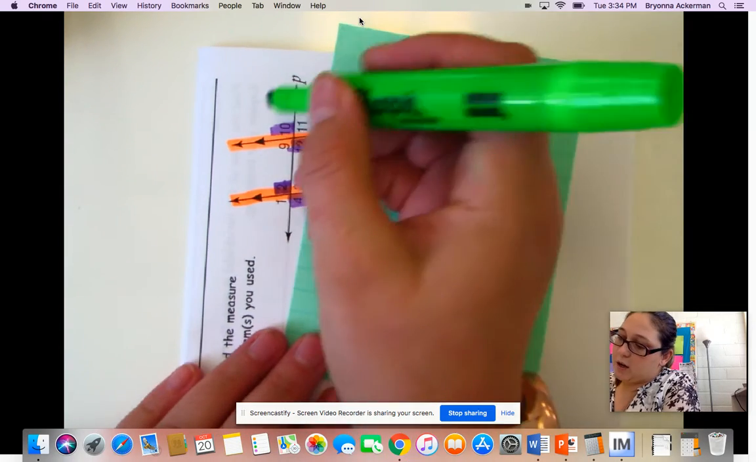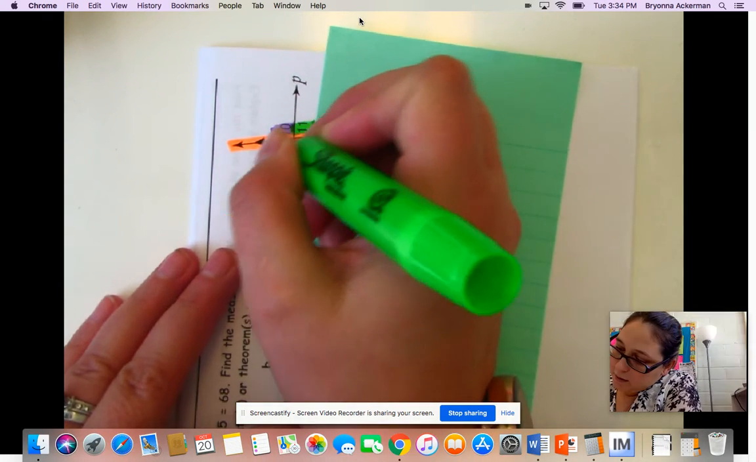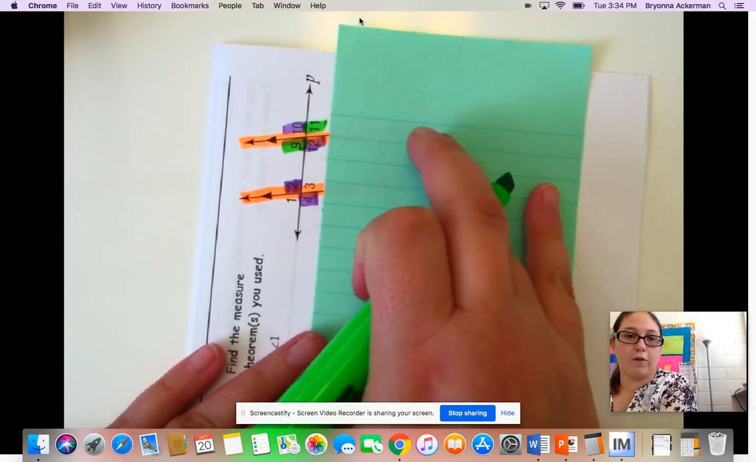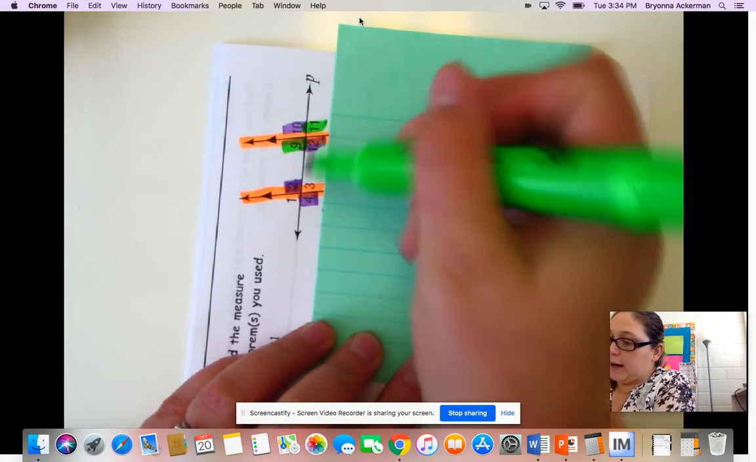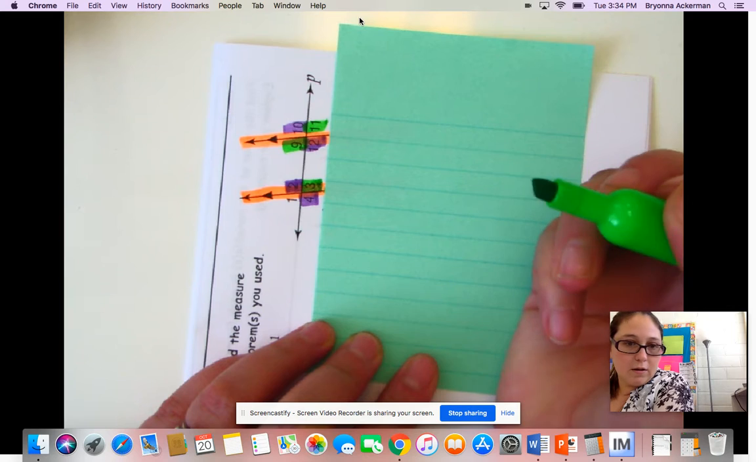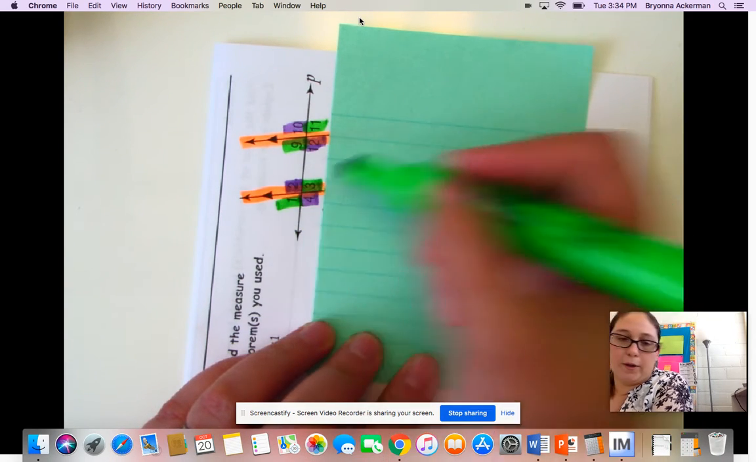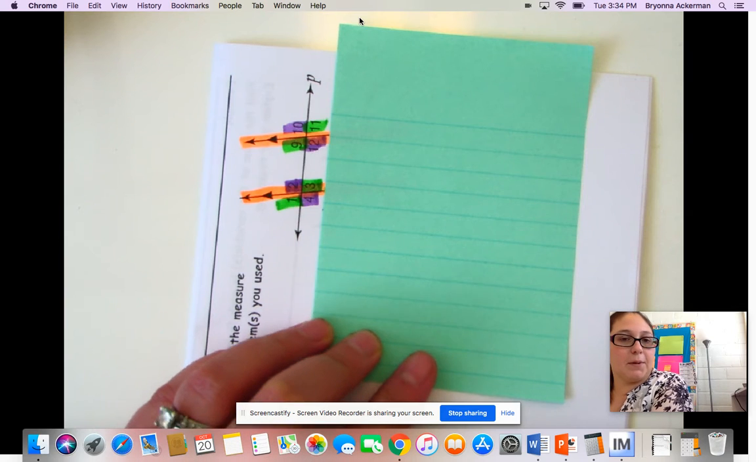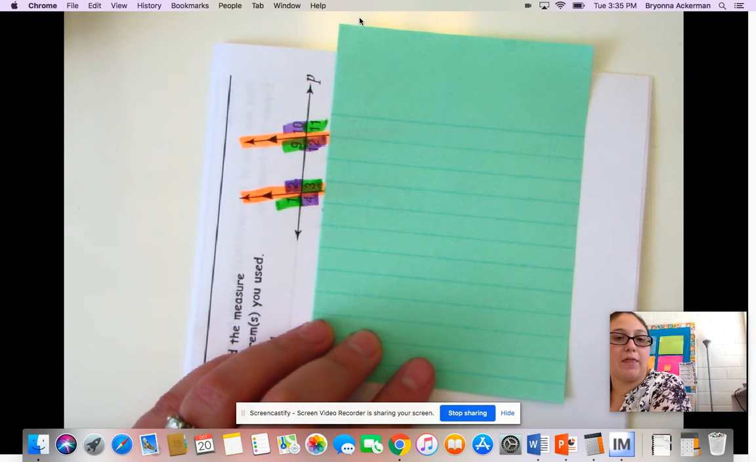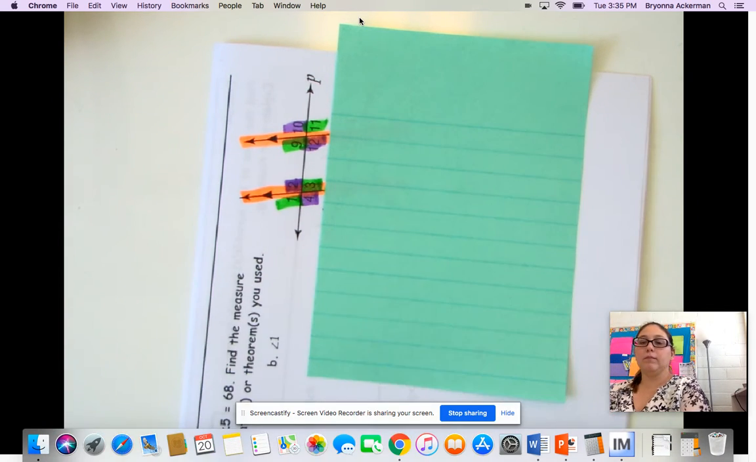The other set is 11 and 9. Those are vertical. 9 and 3. And then 9 and 1 are corresponding, or 1 and 3 are vertical. So this tells me that the green ones are the same and the purple ones are the same. Okay? And then now I can do the other set.